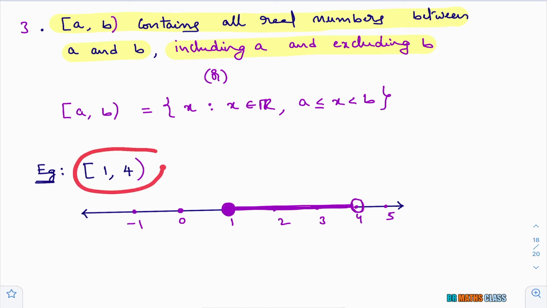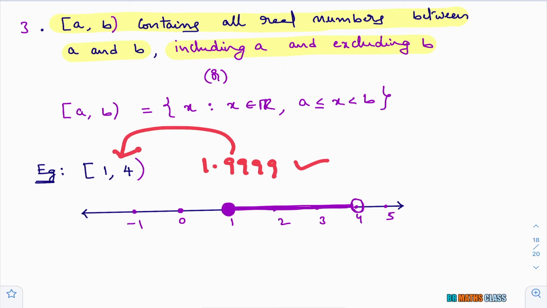In this interval, is 1 present or not? As it is closed, 1 is there. Yes, 1 is present in this interval. In this interval, is 4 there or not? No, 4 is not in this interval because 4 is excluded. In this interval, is 1.999 there? Yes, clearly, 1.999 is present in this interval. I hope you understand this interval.